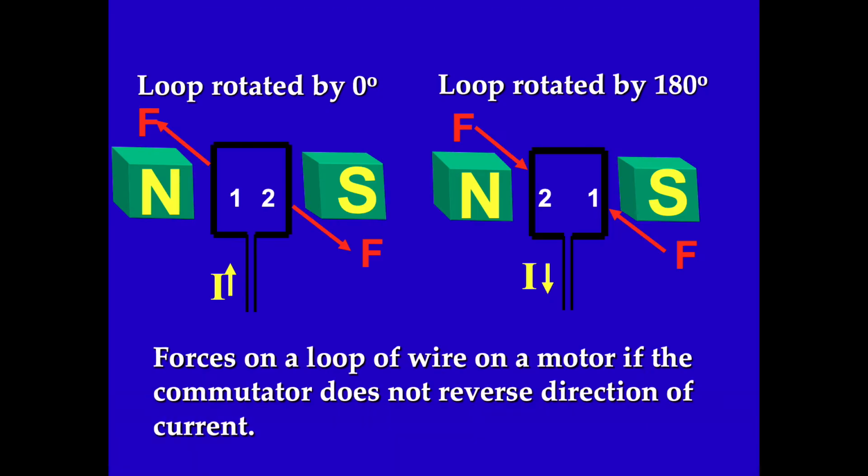So here's a figure of what happens before and after, when the loop is at 0 degrees and then the loop is rotated by 180 degrees. The force vectors go in the opposite direction, which means the torque goes in the opposite direction, and that means that the motor is going to want to rotate in the opposite direction.